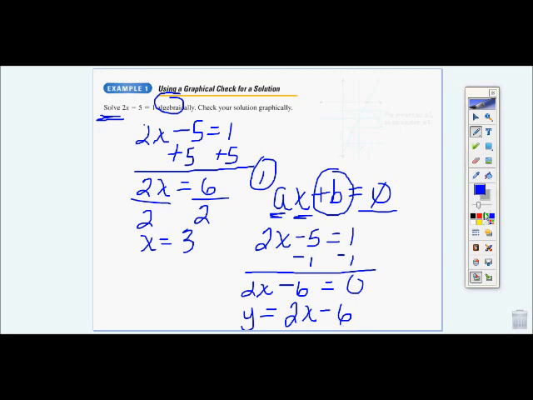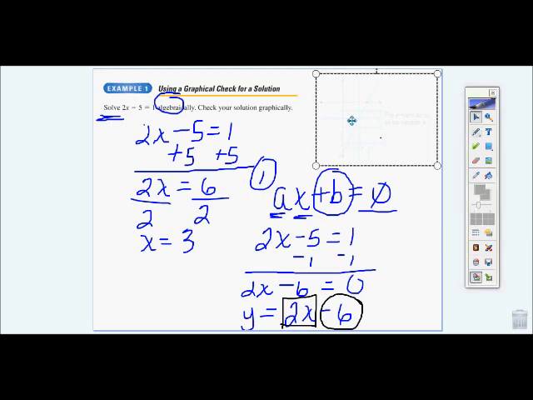Now, when I have the equation in this form, I can go ahead and do as I did in the last lesson. I can find my y-intercept and I can find my slope. So let me just reveal the graph here. I guess I didn't select it yet. Now we can reveal it.